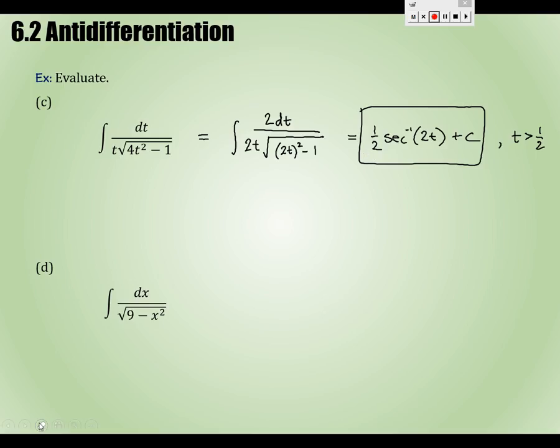Here, let's take the derivative. Maybe we should actually do the u substitution to see. Well, let's actually take the derivative of secant inverse of 2t. What do we get? 1 over 2t square root of 4t squared minus 1 times 2, which is what we have. So I don't think we need the 1/2, right? We did it too quickly there. Isn't that the original thing? So Josh, you win 1,000 imaginary bonus points.